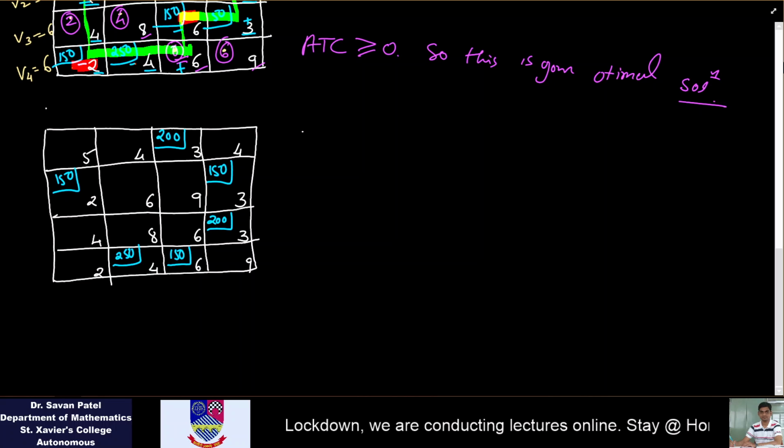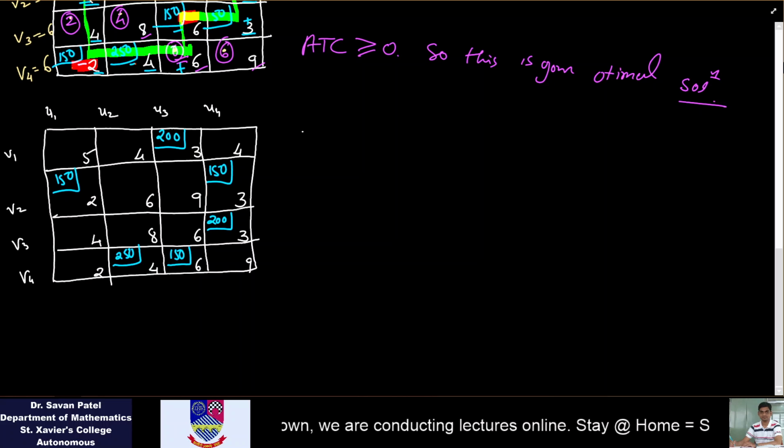So let me take here U1, U2, U3, U4, V1, V2, V3, and V4. You can take any one to be 0. So again, taking V4 equals 0. From that, your V2 is equal to 4. And U3 is equal to 6, because 6 plus 0 must be 6. And that's all. We are not able to find anything else from this.